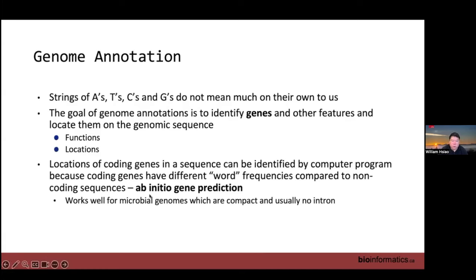One concept that you might want to be aware of is called ab initio gene prediction. This is basically looking at the coding sequence, trying to identify the coding sequences by looking at the nature of these sequences. In other words, the frequency of As, Ts, Cs and Gs in a certain way, or certain words in the genome, and comparing. Computers are actually very good at identifying these coding regions based on the differences in the frequencies between coding and non-coding sequences. And this actually works very well for microbial genomes. So you end up with many, many predicted genes with unknown functions.